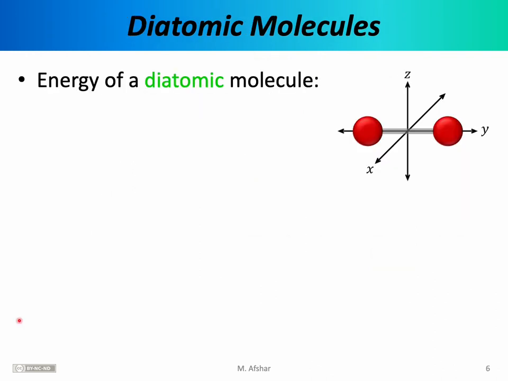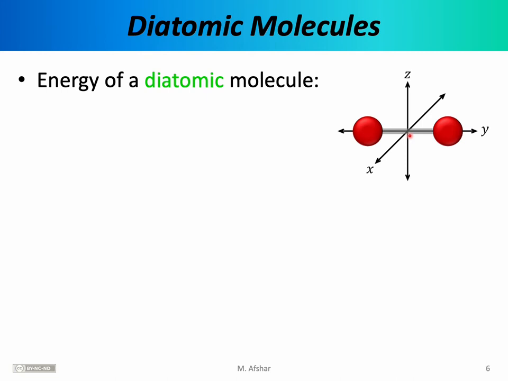So now let's return to our discussion of degrees of freedom. We've already discussed the monatomic molecule, so now let's discuss the diatomic molecule. The diatomic molecule consists of two atoms bonded together. As before, we'll model the atoms as perfect spheres, and we'll model the bond between them using a rigid rod for now.